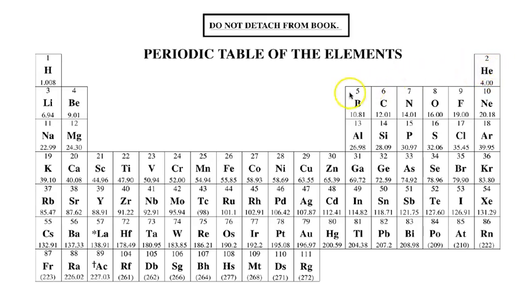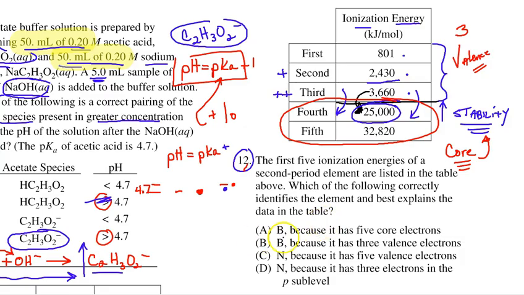All right, so that's why boron is the answer. It's the only one there that has 3 valence. So the answer is boron because it has 3 valence electrons, choice B.